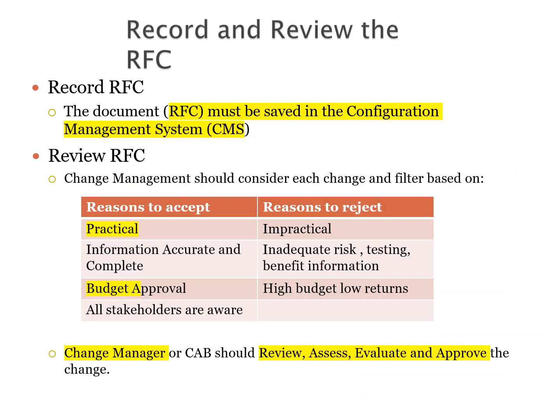Usually request for change documentation has to be saved in a configuration management system like this. And you can expect that in the review of a request for change, there should be a table that records the reason for acceptance as well as the reason for rejection of the change request. Here are some examples.